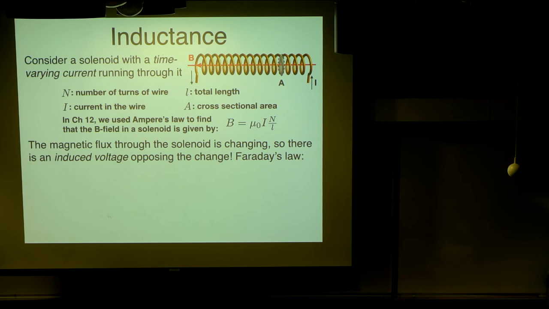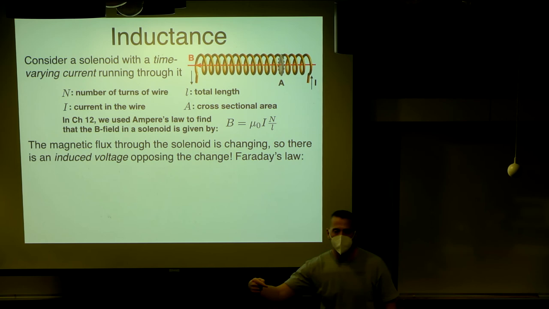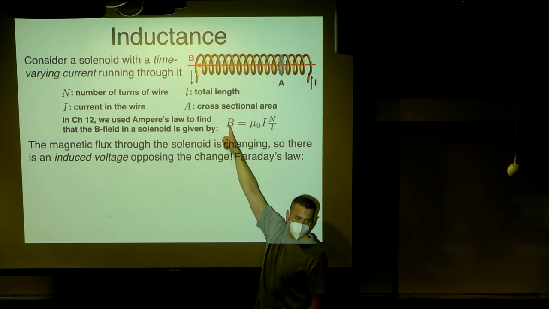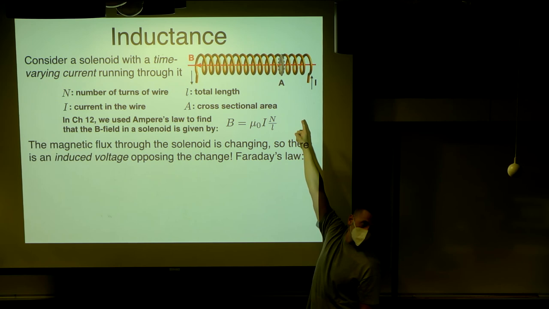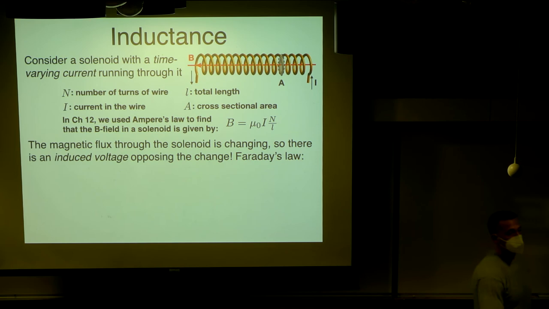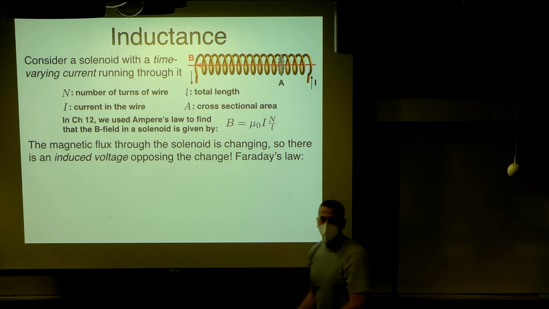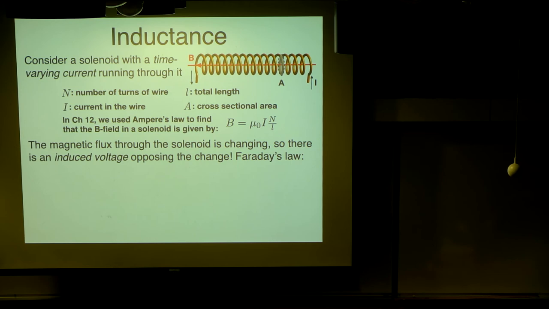Okay, so if we have this kind of setup and a changing amount of current going through the solenoid, if I is changing, so is B. We'd agree? And if B is changing, that means we have a changing flux going through that surface I drew right up there, correct? That's where Faraday's law is going to kick in. If we have a changing magnetic flux, we induce a voltage or an EMF in the solenoid, okay? Let's just use Faraday's law real quick to calculate what that is.